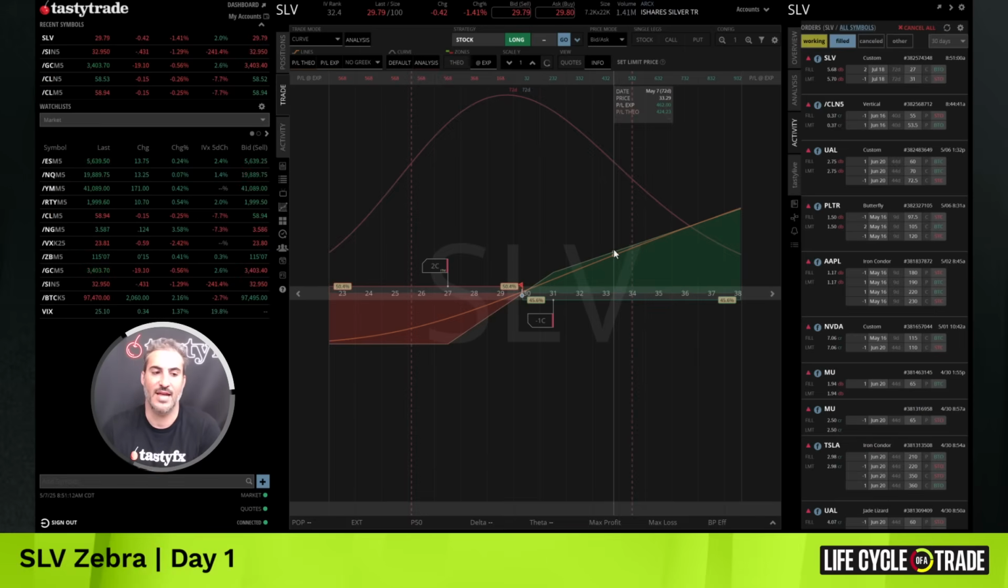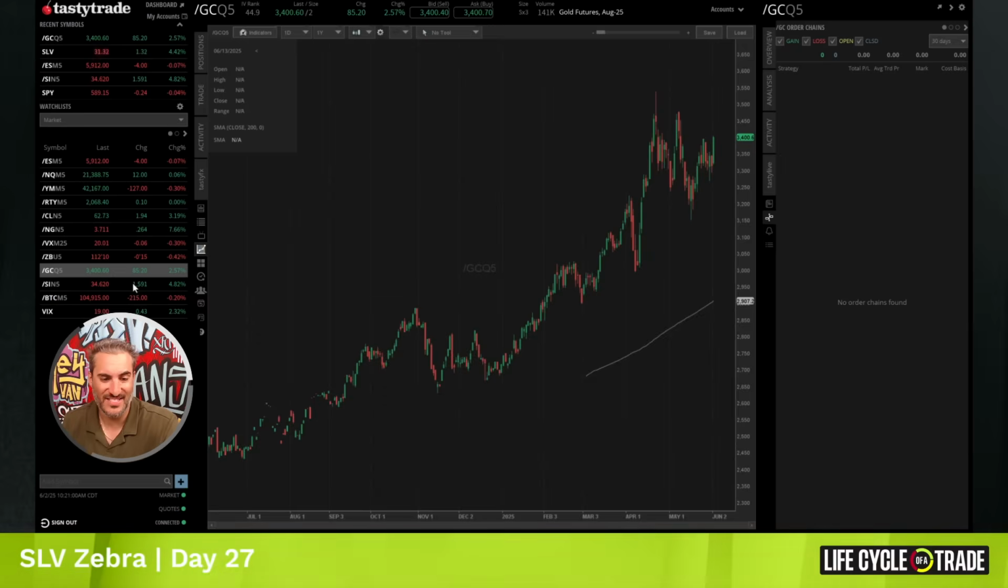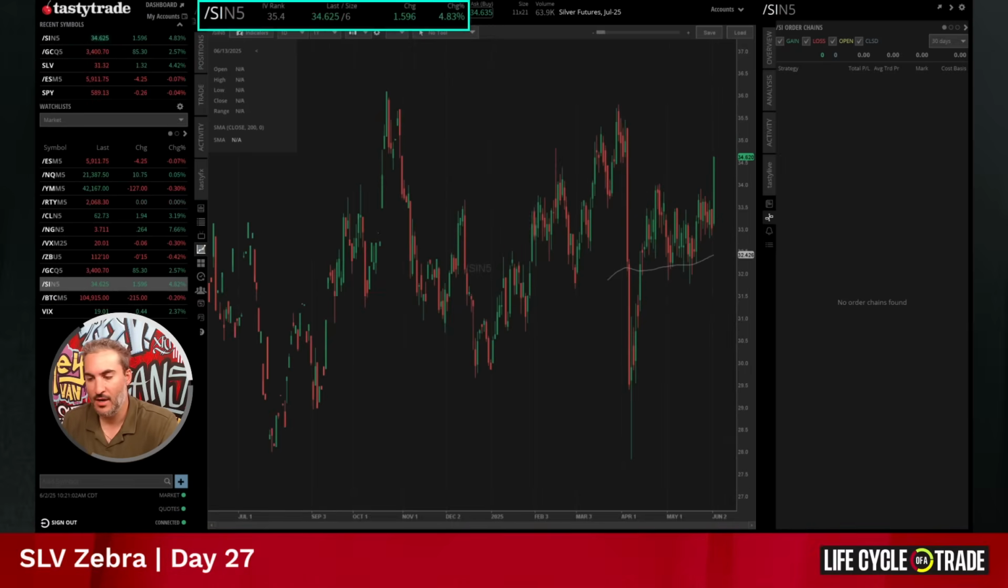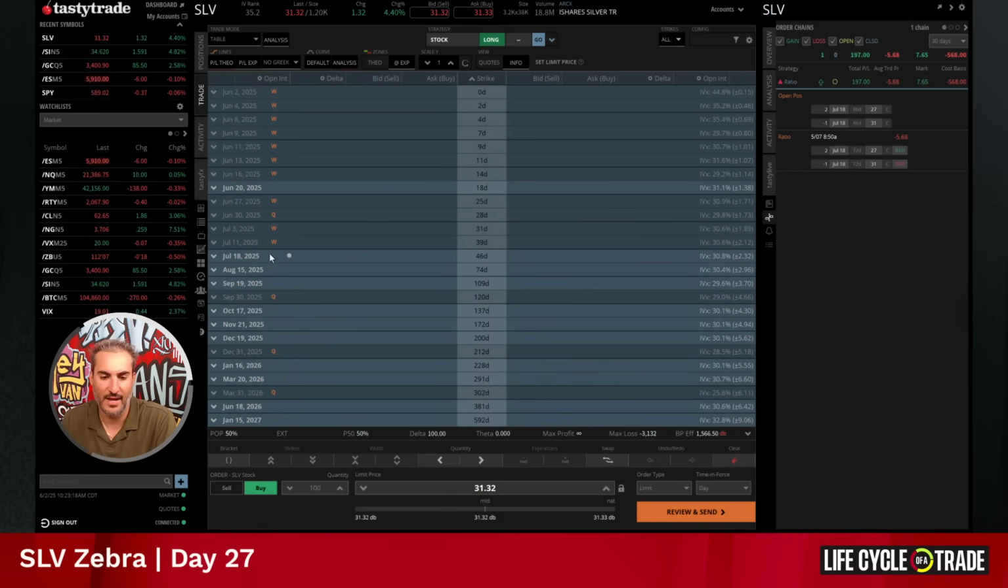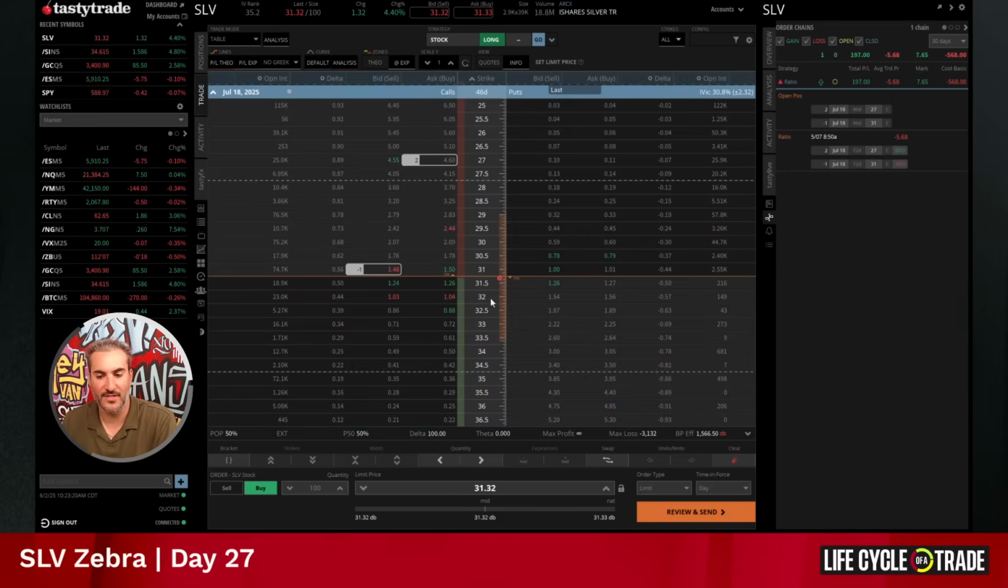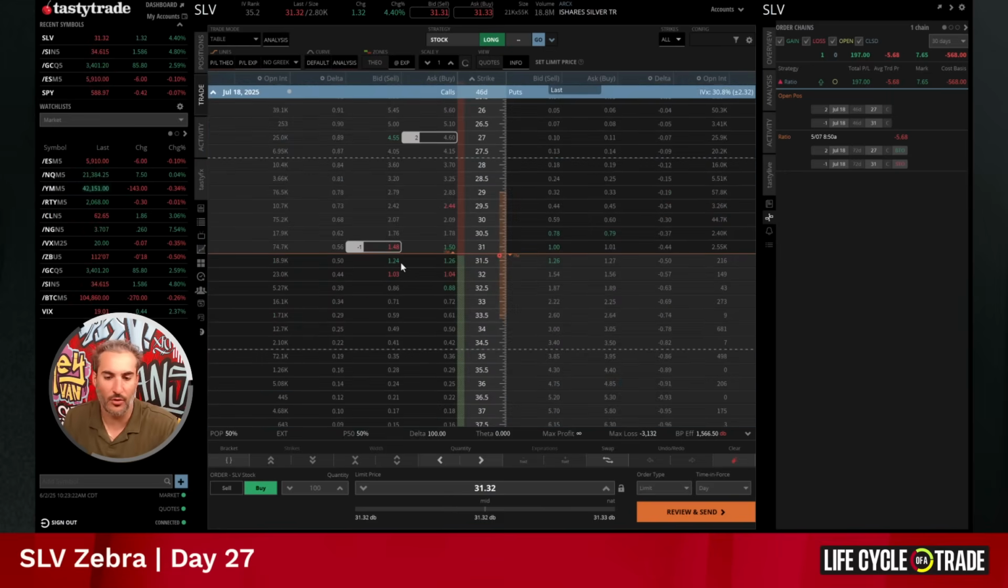So again, this is a small account way to be long stock, an interesting way to do that in a $5,000 to $10,000 account. Silver up to 34.62 here, up almost 5%. This trade has been a great trade. You've got a ton of time left until expiration. So if you wanted to hold this trade and keep this stock rental for another 46 days, you certainly could.